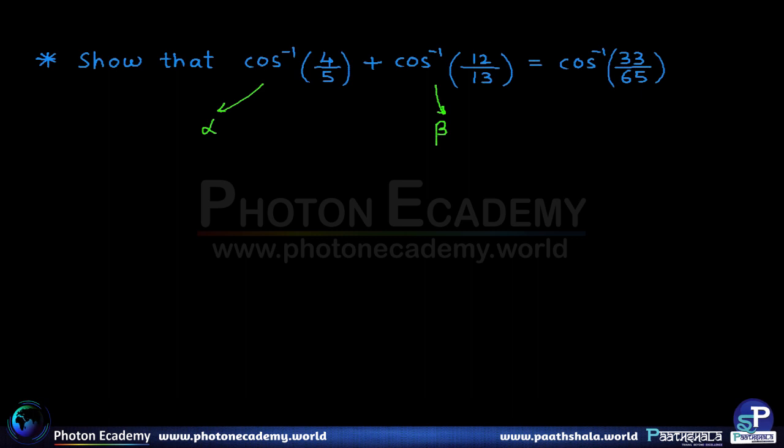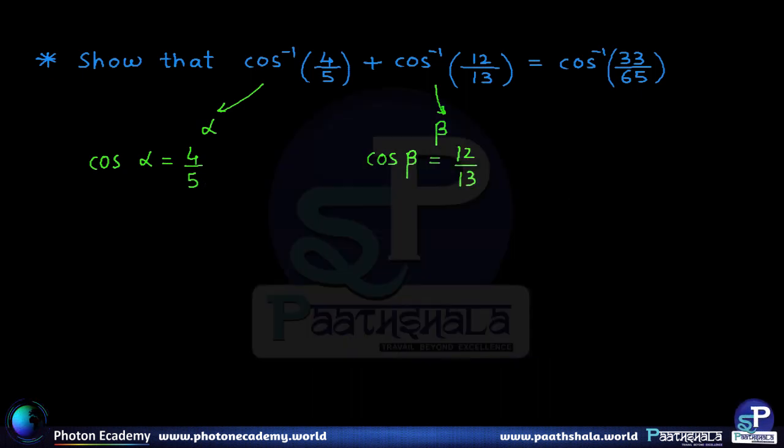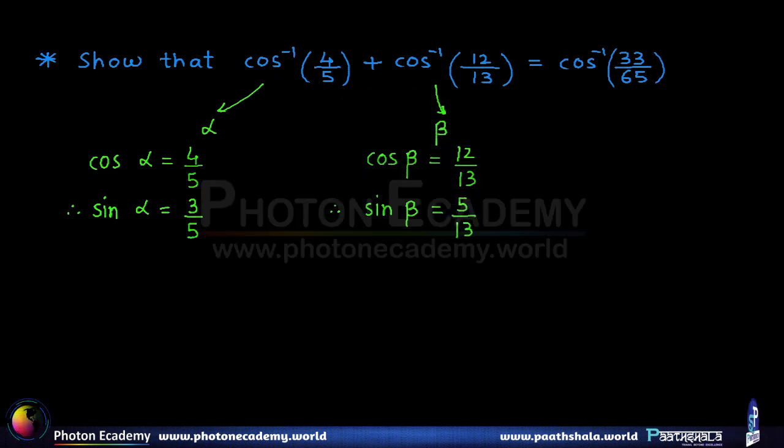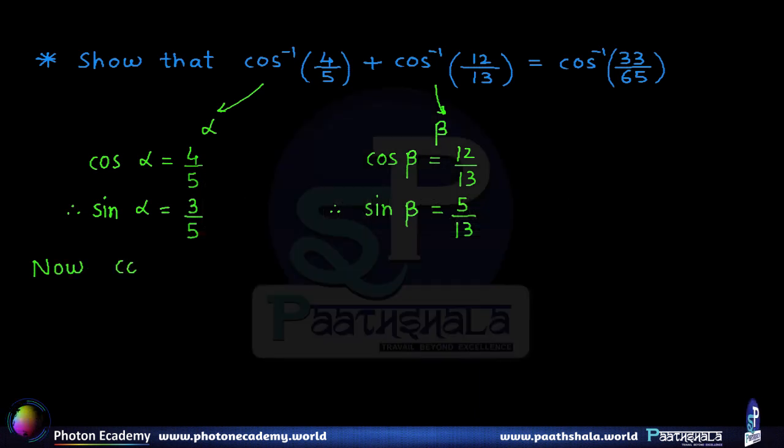Okay, now let us assume cos inverse of 4 by 5 as alpha. So that means cos alpha is nothing but 4 by 5, and cos beta is nothing but 12 by 13. From this we can readily calculate sin alpha as 3 by 5, because 3, 4, 5 forms the Pythagorean triplet, and in case of beta also we can say that sin beta has to be equal to 5 by 13, because 5, 12, 13 is also a Pythagorean triplet. So we have got all the four important pieces that we need to calculate cos of alpha plus beta. So now let's go ahead and evaluate cos of alpha plus beta.